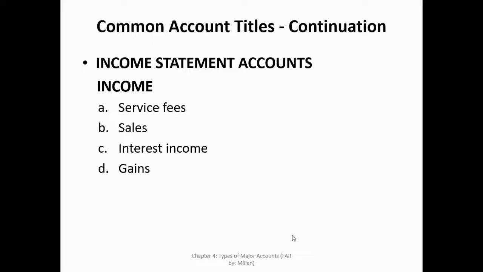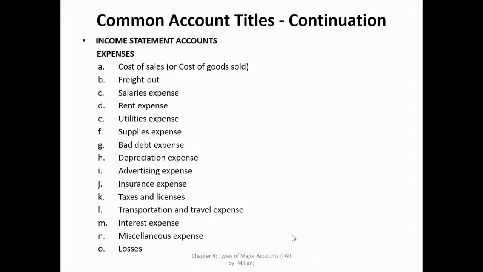Next is gains. These are the income earned from the sale of assets, except inventory of course, or from enhancements of assets or decreases in liabilities that are not classified as revenue. Next are the expenses accounts. First is the cost of sales or cost of goods sold. So this represents the value of inventories that have been sold during the accounting period.